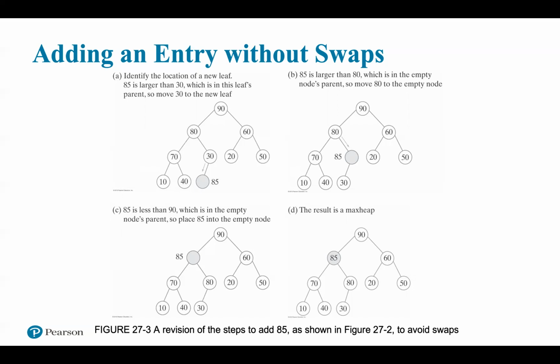We now compare 85 with the parent 80 of the empty node. Since 85 is larger than 80, we move the 80 to the empty node, as figure 27.3c shows. Since 85 is not larger than the next parent 90, we place the new entry into the empty node, as figure 27.3d shows.